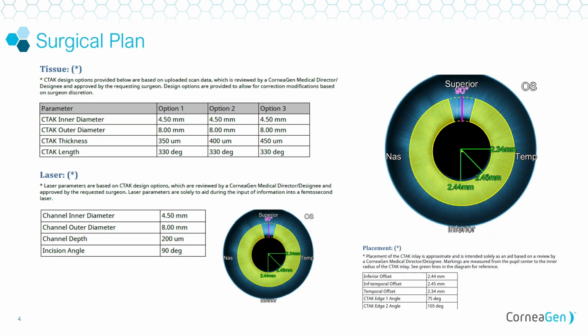And then, of course, with that inlay plan, it's going to be processed and CorneaGen's going to ship it to you. Any questions for me on how to get to this screen and then what your options are on this surgical plan? Or is this all pretty straightforward so far?